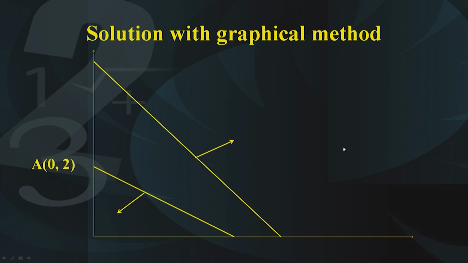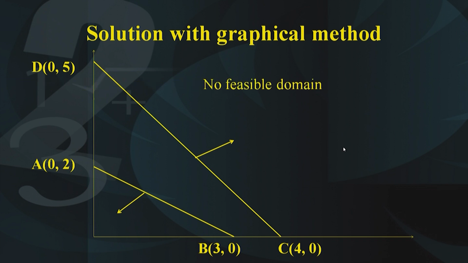As you can see, the coordinates of the points where the lines intersect the x axis and the y axis are indicated as A, B, C and D, but there is no feasible solution, and this is what we are concerned with when we have no feasible solution. It is also called an infeasible solution case.